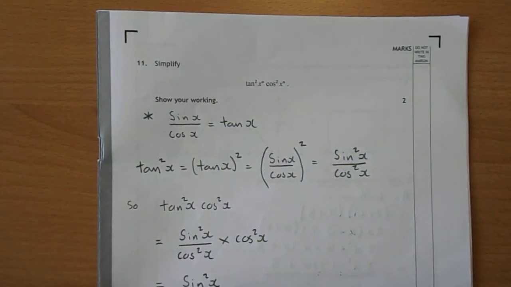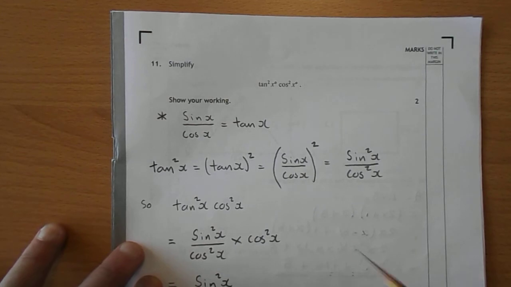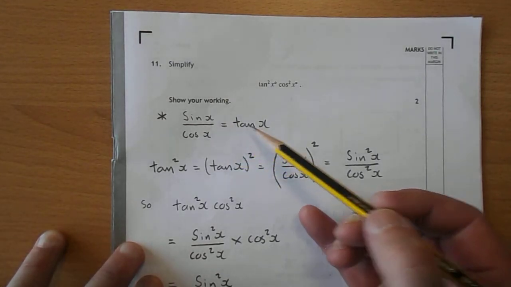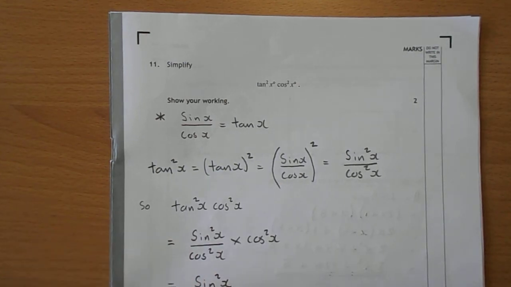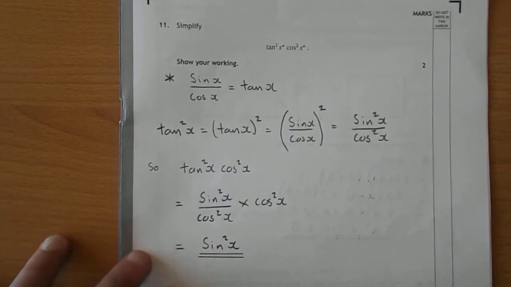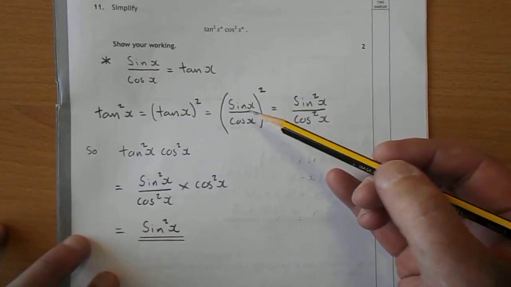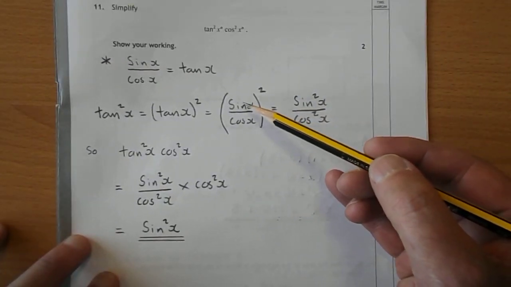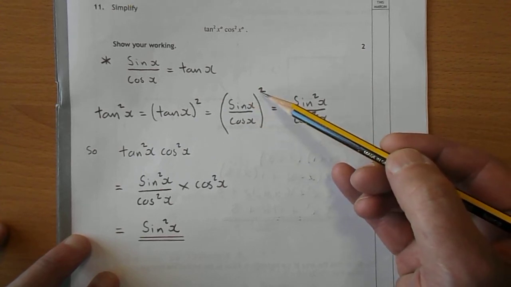Simplify tan squared x cos squared x. And you have to show your working, of course. Now, a couple of crucial things here. sin x over cos x is tan x. That's a fact that you have to be aware of. tan squared x means the tan of x, squared. And this is the fact here: tan of x is sin x over cos x, squared.